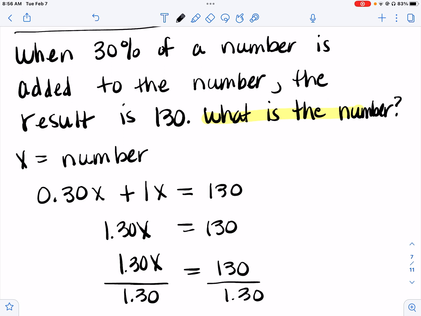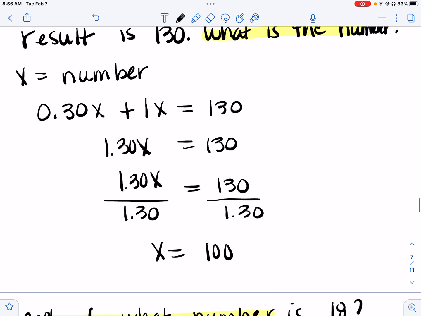0.30x represents 30% of the number. Added to the number, plus 1x. The result is means the equals 130. 0.30x plus 1x is 1.30x. Divide both sides by 1.30 and that gives us x equals 100.